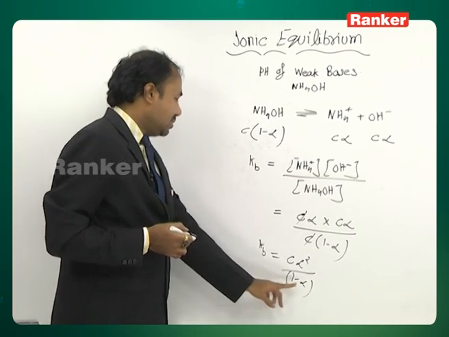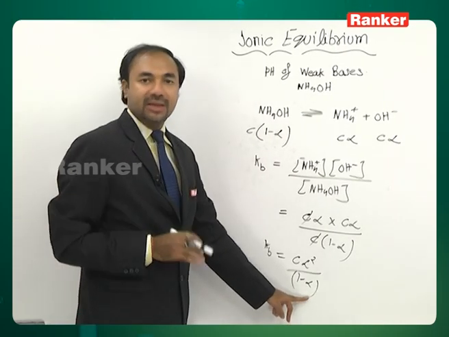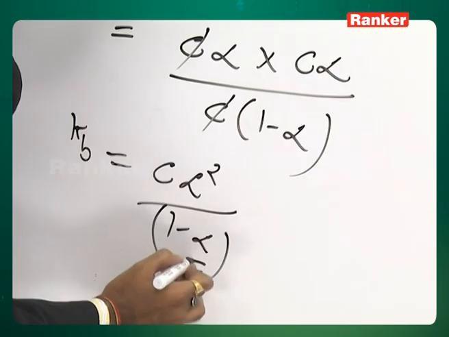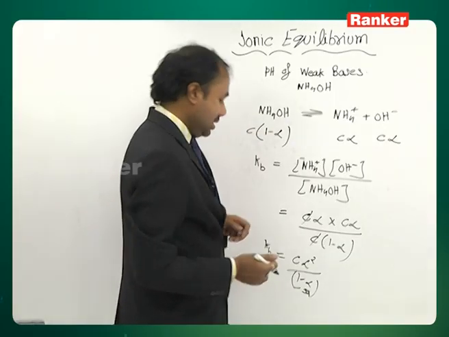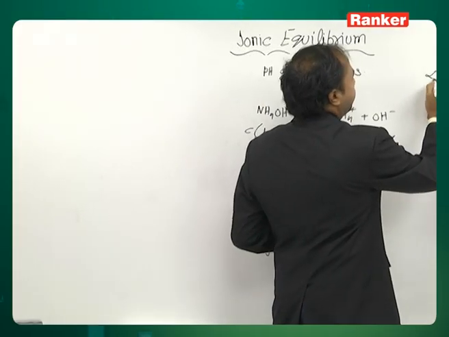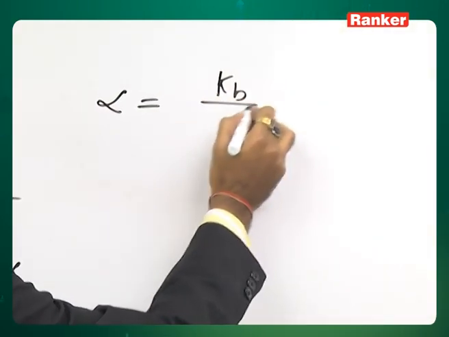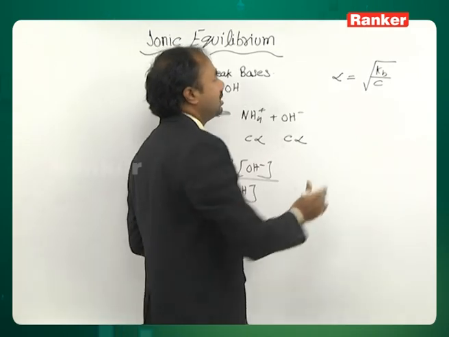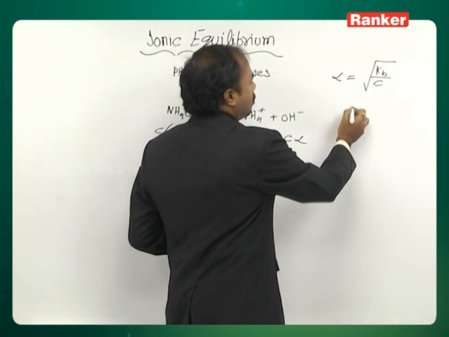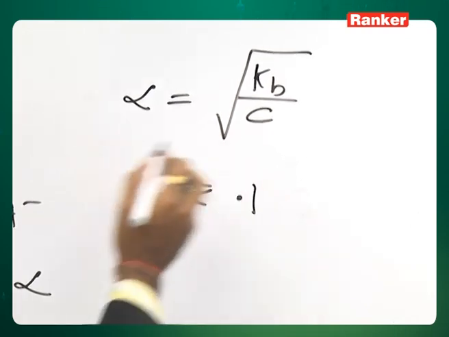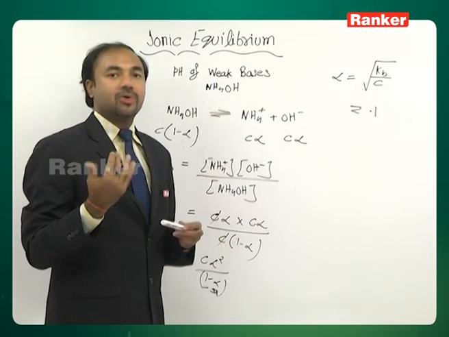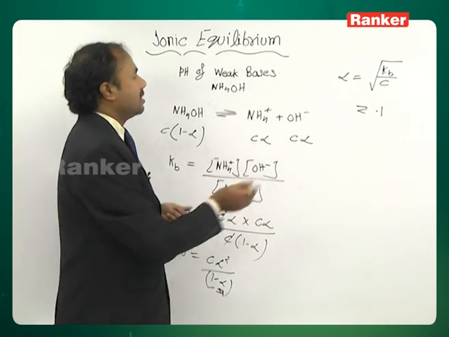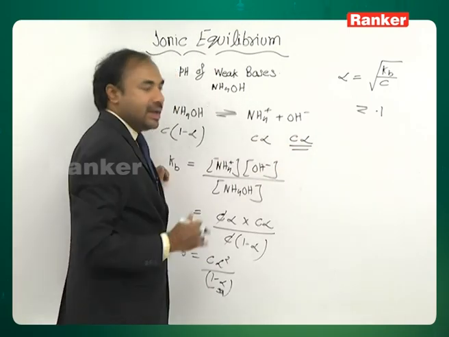We have got here a quadratic equation. We try to simplify this. We take the approximation of neglecting alpha as compared to 1, and now we get alpha equal to the square root of Kb by C. Right? Exactly the same thing, you can understand now. If the value of alpha comes out to be equal to or lesser than 0.1, we say our approximation to neglect alpha here is valid.